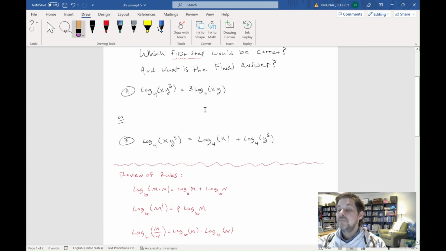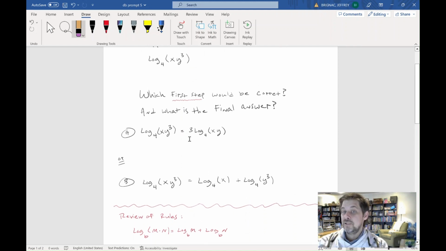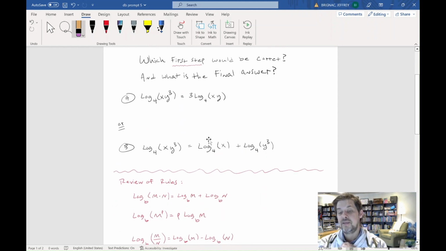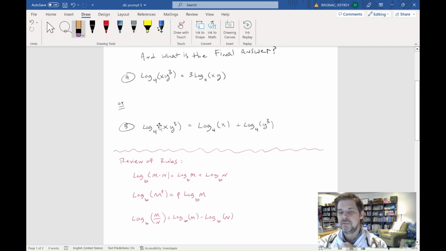Okay, so that's my concern: which one of these rules is applicable first? Which one should I use first? What's the correct first step?